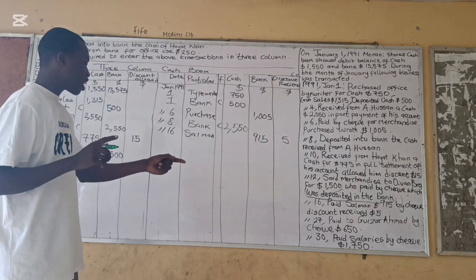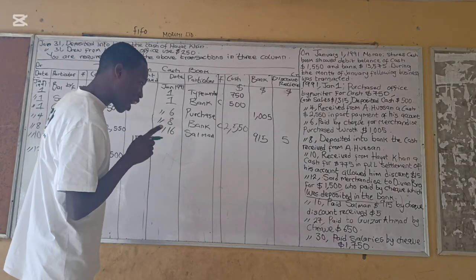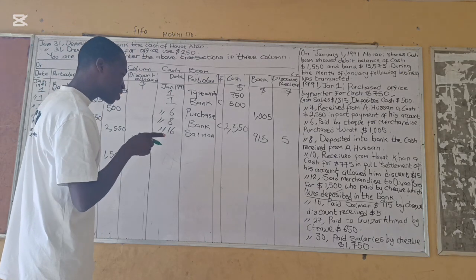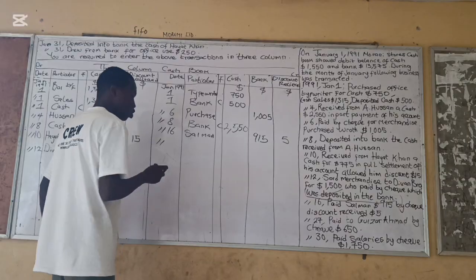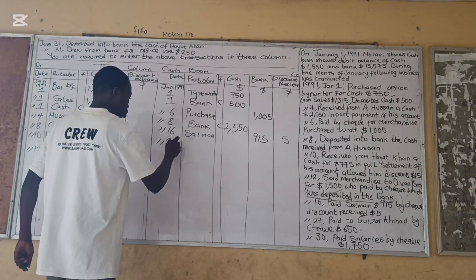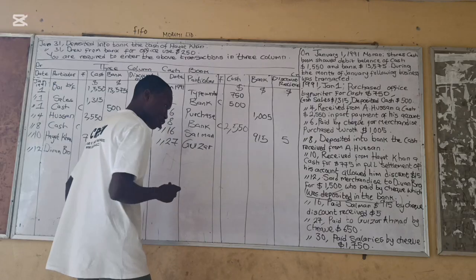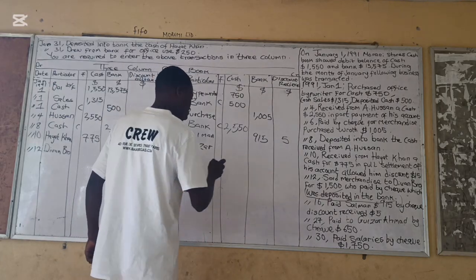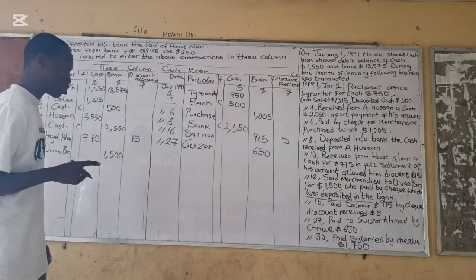You get it now. So the next one is paid to Guza Ahmad by check $650. So you are also making payments here. It's going to your credit side, which is on the 27th. In particular, we have Guza. So check, which is $650 under your bank. It falls under your bank, $650.